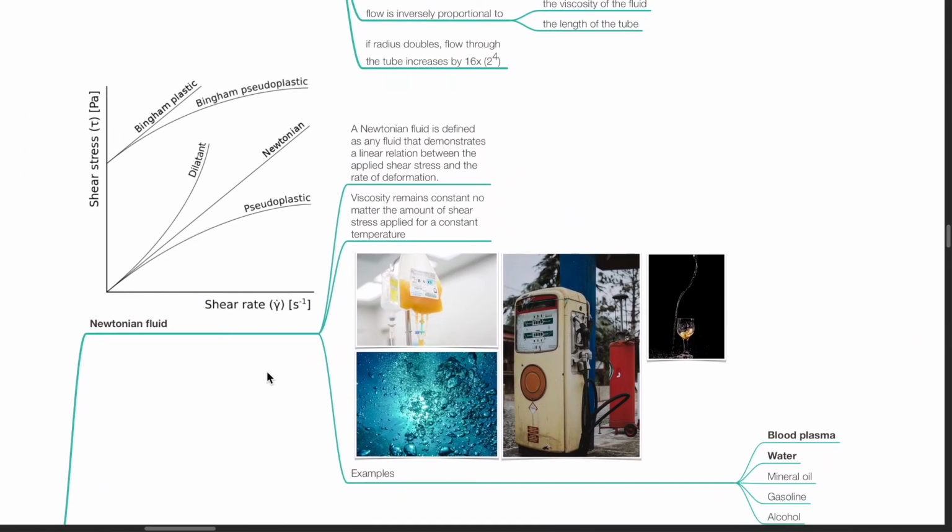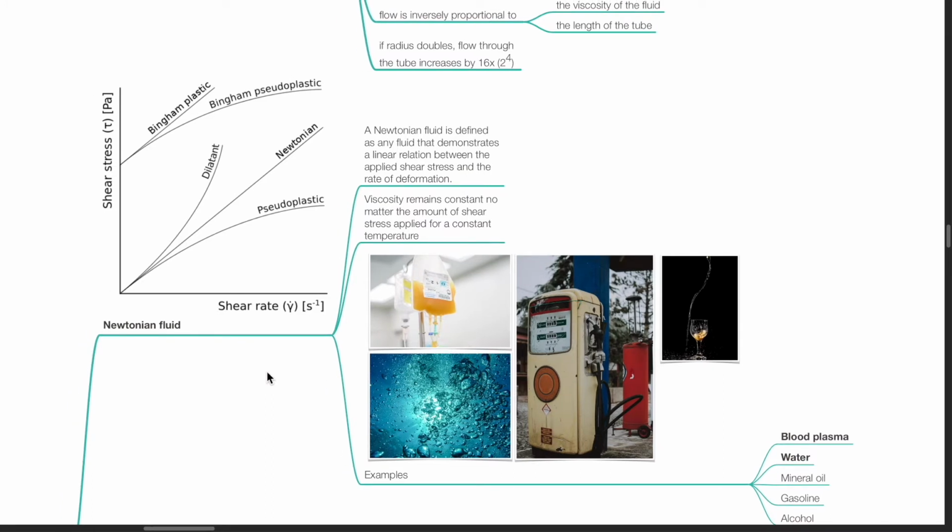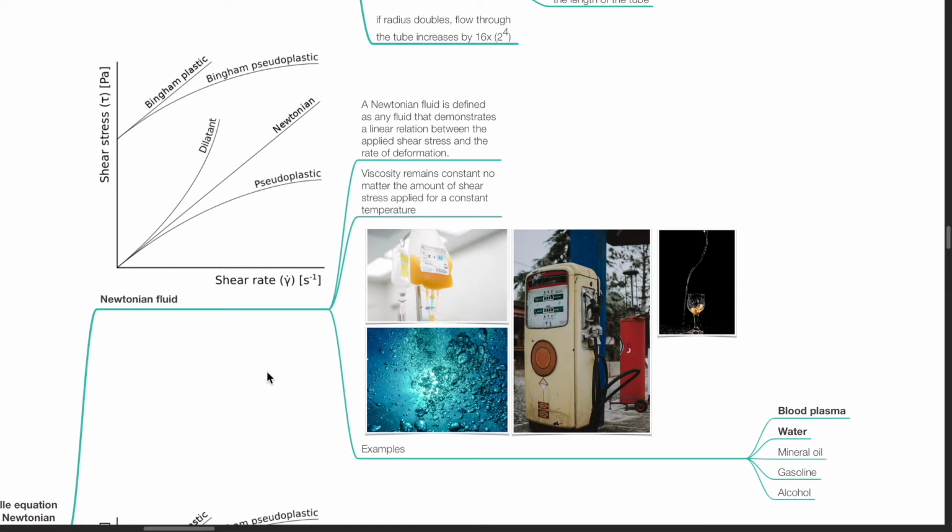A Newtonian fluid is defined as any fluid that demonstrates a linear relation between the applied shear stress and the rate of deformation. Viscosity remains constant no matter the amount of shear stress applied for a constant temperature. Examples include blood plasma, water, mineral oil, gasoline, and alcohol.